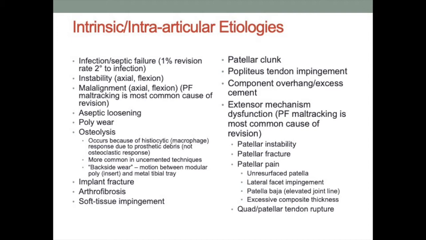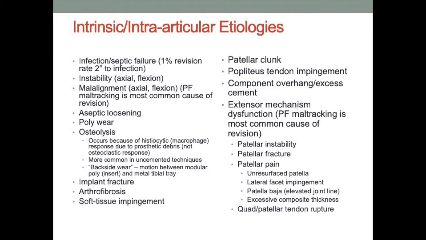You can develop severe arthrofibrosis. You can have soft tissue impingements on trochlear ridges within the articular bearing and several other areas. Patellar clunk syndrome, which we will address later on, is another common cause of intra-articular pain. Popliteus tendon impingement, component overhang or excess cementation that extravasates out into the soft tissues. And then, of course, you can have full extensor mechanism dysfunction.